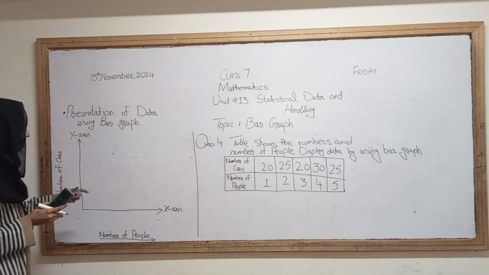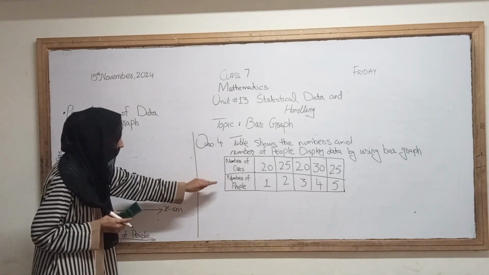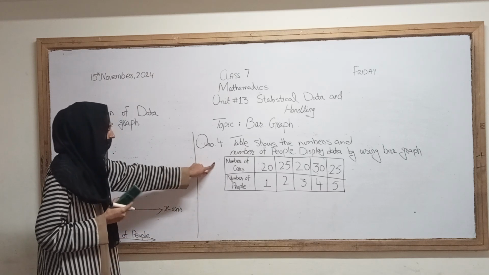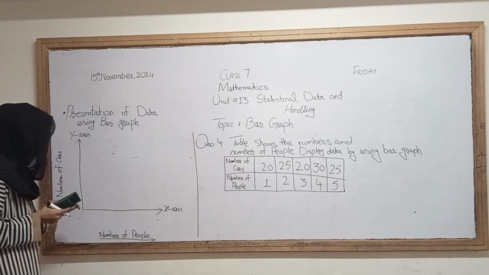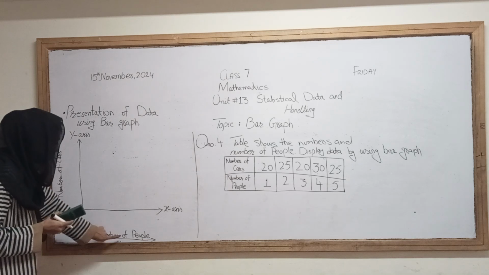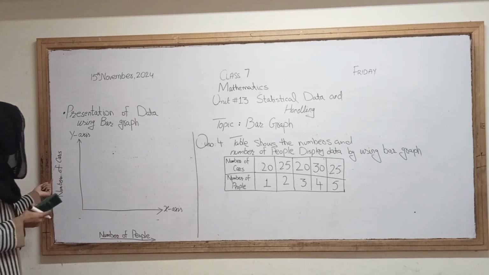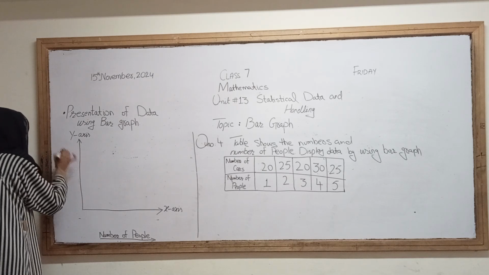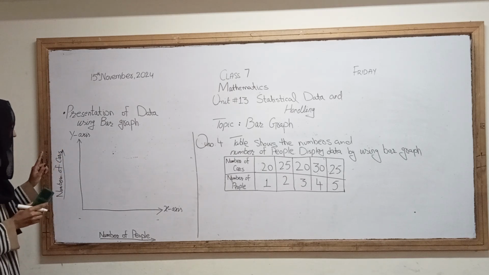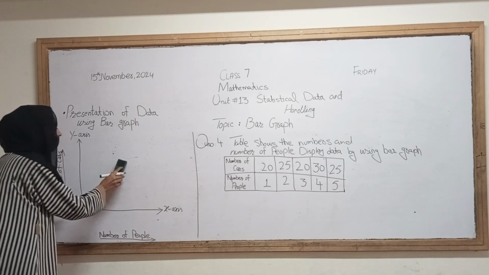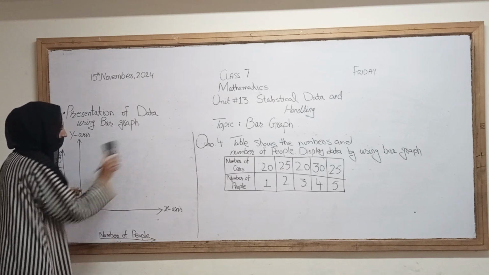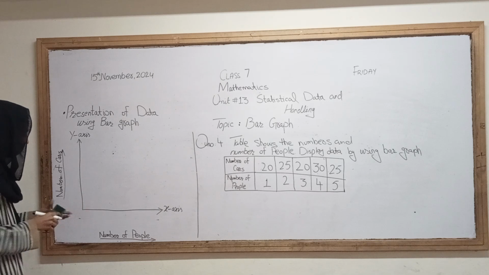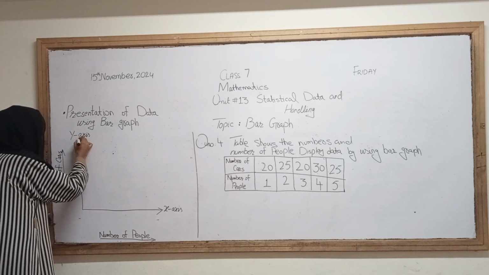So we have decided that the number of people is the independent quantity and the number of cars is the dependent quantity. We have taken the number of people along the x-axis and the number of cars along the y-axis. Now the second step is we have to decide our scale.